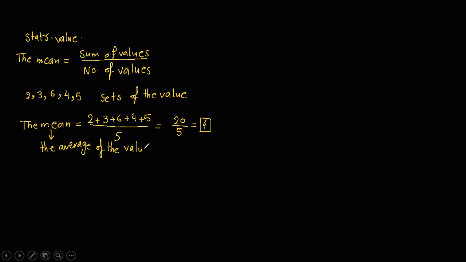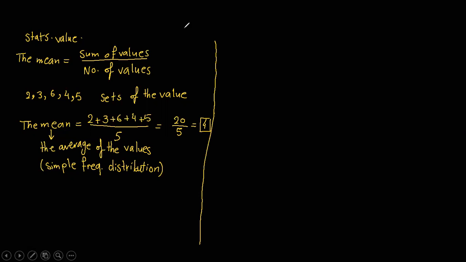Values or the simple frequency distributions. So again, the mean will be the sum of values over the number of values. We have an example for this data. If we have a table like this, this table contains sets and frequency.